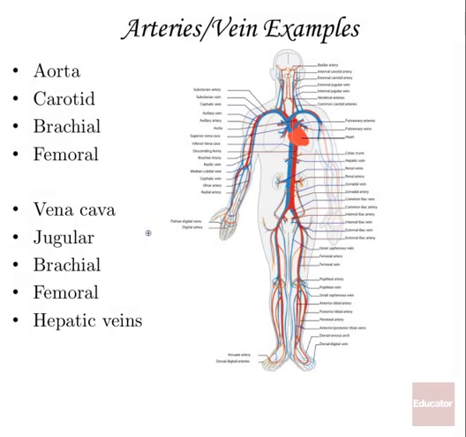Here are some examples of arteries and veins. There are so many. I'm just going to highlight a few of them. The aorta has come up a lot. That is the major, thickest, largest artery coming out from the left ventricle, taking oxygenated blood all over the body. That branches off into slightly smaller arteries like the carotid arteries. These carotid arteries are taking oxygenated blood up into your brain.